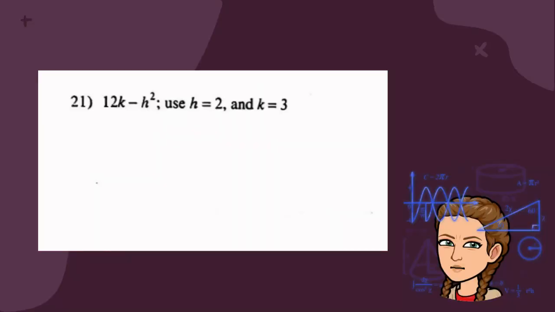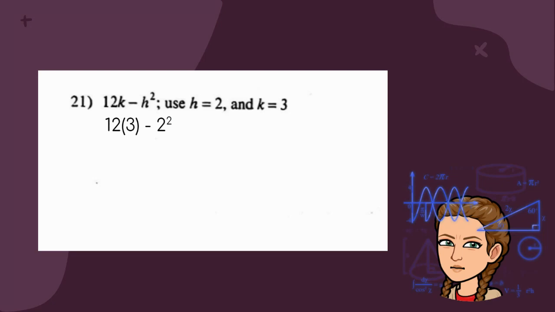Last example. Now this one can be tricky. 12k indicates multiplication, right? 12 is a coefficient for k, so that means it is being multiplied by k. So you need to use parentheses when you're substituting 3, because if you don't and you just write 3 next to 12, you're going to think it's 123. So we're going to put parentheses in. All right, so it should look like this.